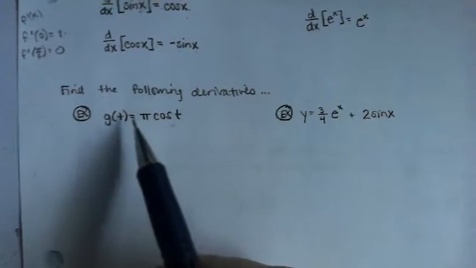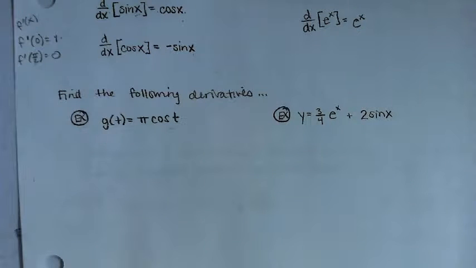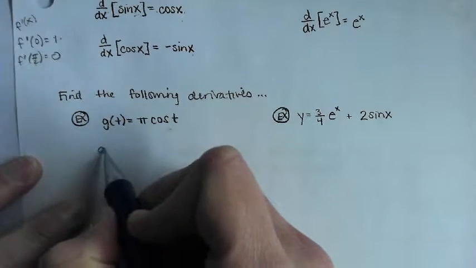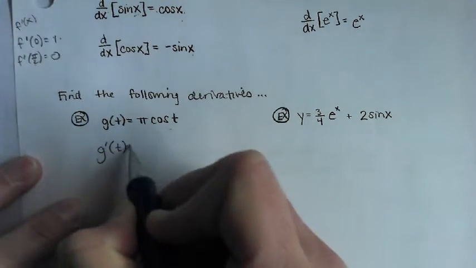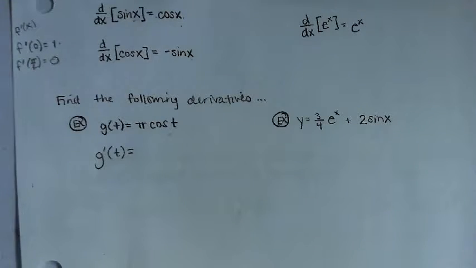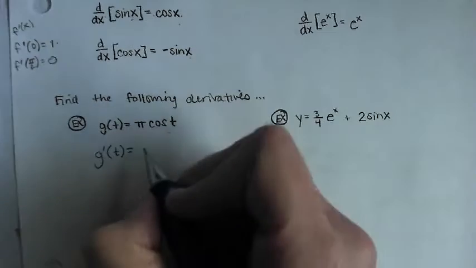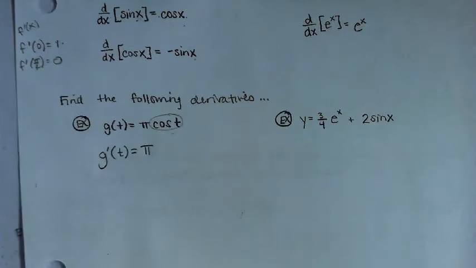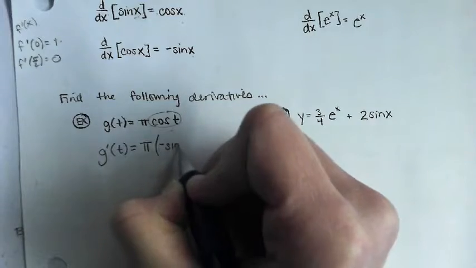So, jumping into just flat out using them. Finding the derivative of g when it's pi cosine t. We learned yesterday that if there's a constant out in front, which pi is a constant, that's still going to be out in front, and then you just take the derivative of the rest. So the derivative of cosine is negative sine, so you would just do negative sine t.